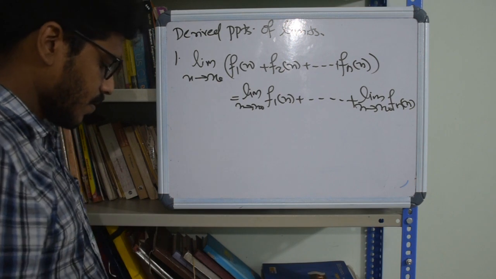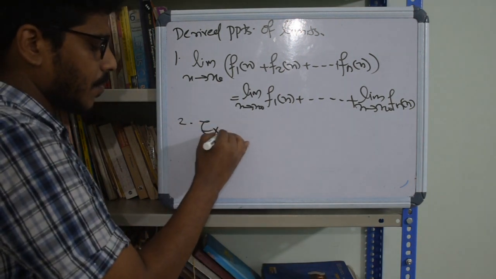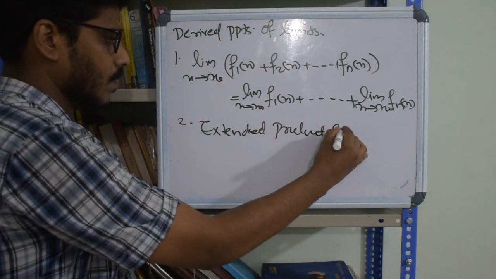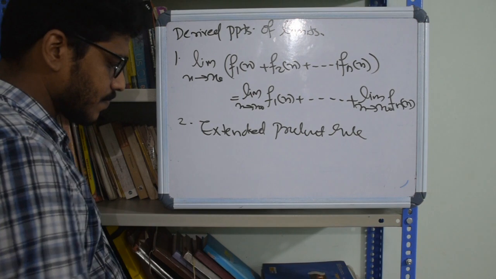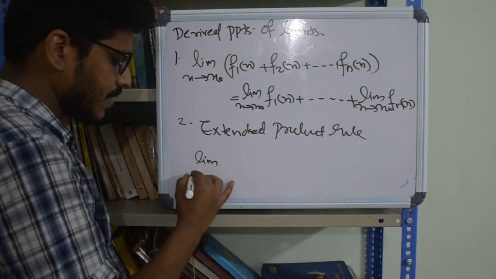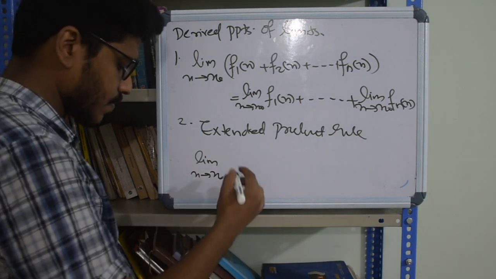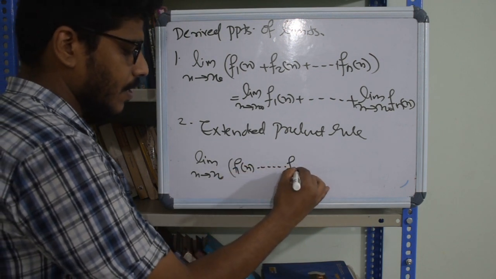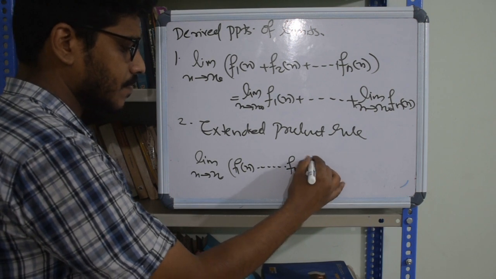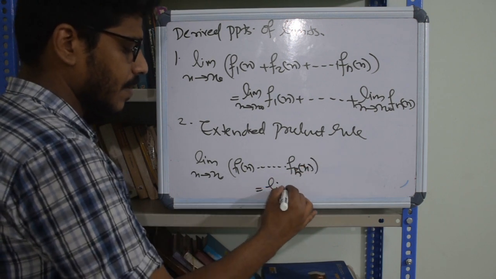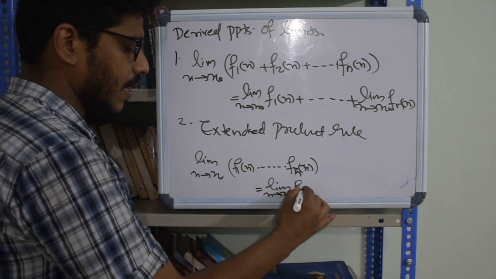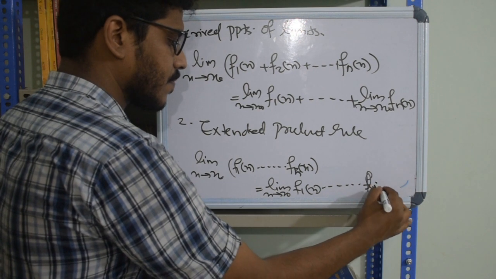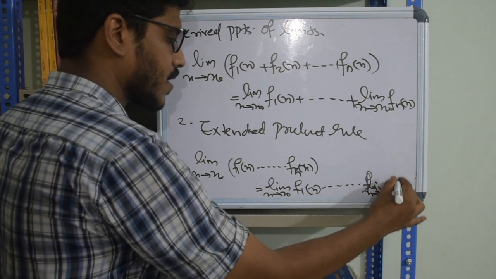Right. The next rule is the extended product rule. Extended product rule says limit x tends to x naught, f1 of x into etc. into fn of x is equal to limit x tends to x naught f1 of x into etc. into limit x tends to x naught fn of x.